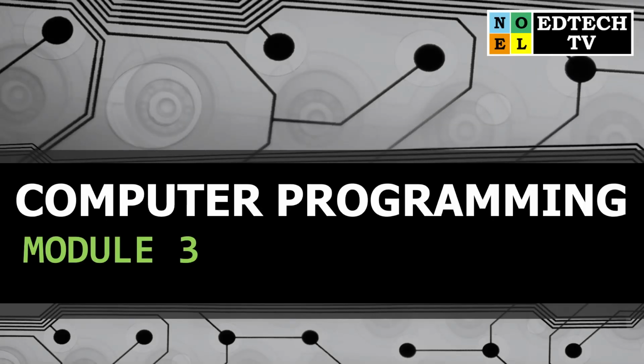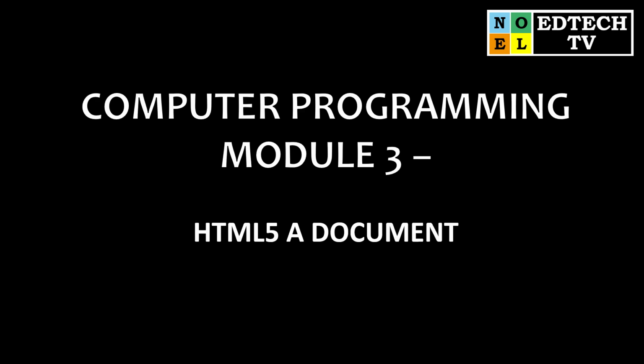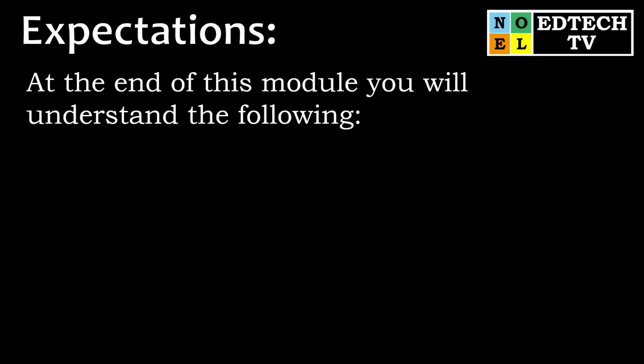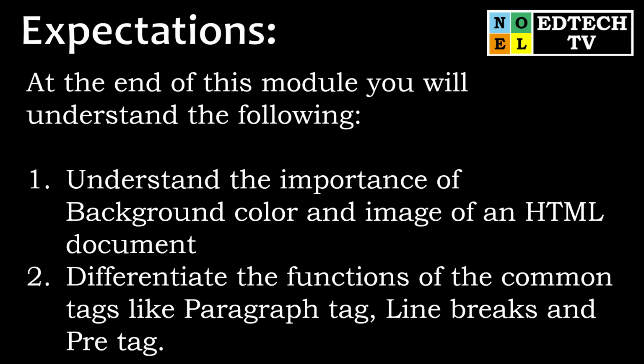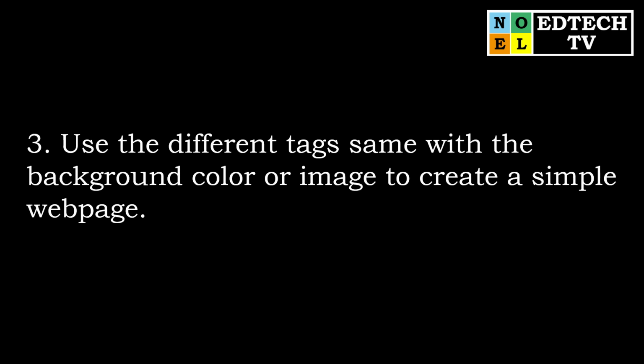Computer Programming Module 3, HTML5 documents. At the end of this module, the learners will understand the following. First, understand the importance of background color and image of an HTML document. Second, differentiate the functions of the common tags like paragraph tag, line breaks, and pre tag. And the last is how to use the different tags, same with the background color or image, to create a simple web page.